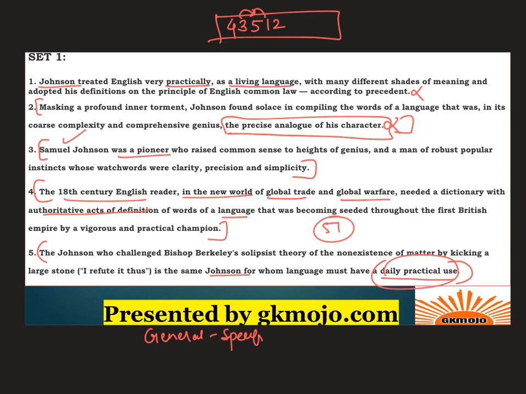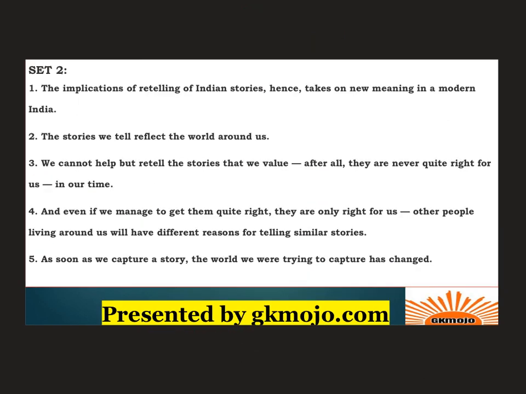So, all in all, the correct order for this specific parajumble is 4-3-5-1-2, right? I hope you have understood why we have taken fourth as the first sentence and not 3. If you can figure this out, then you're sorted. Let us have a look at set number 2.